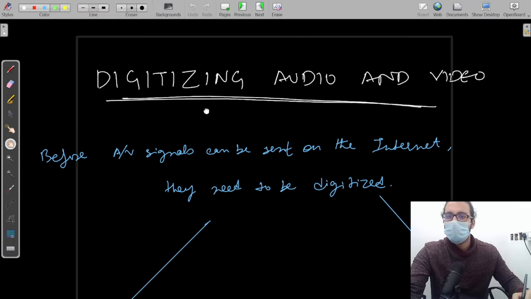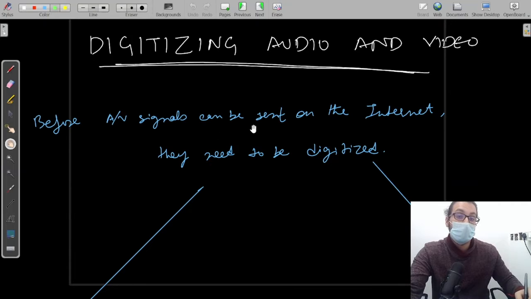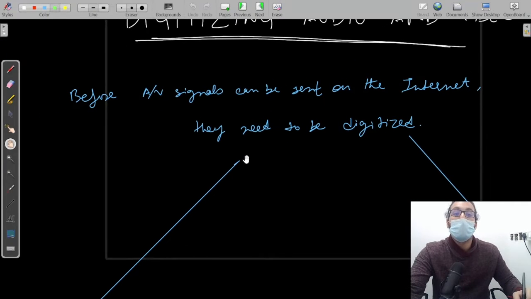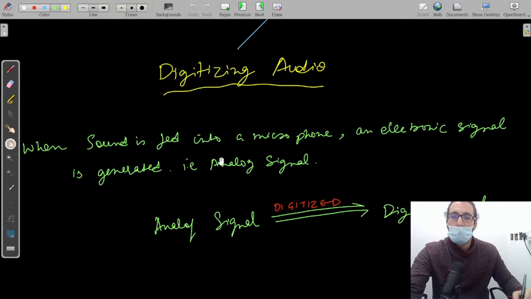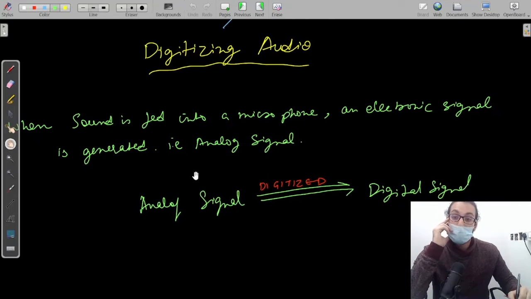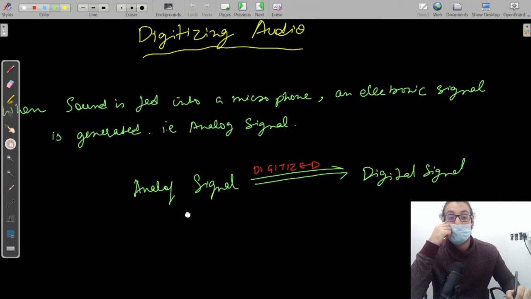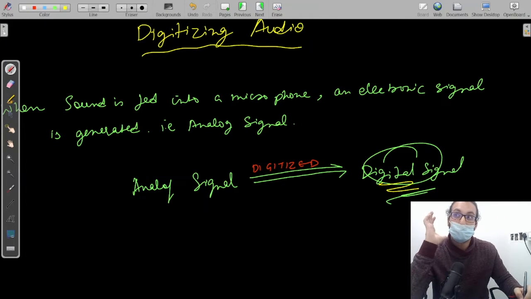But there is a problem. Before audio and video signals can be sent on the internet, they need to be digitized. But why? Let's answer that question. When sound is fed into a microphone, an electronic signal is generated, which is known as the analog signal. Then we have to digitize that analog signal into a digital signal. Only then can we send those audio clips to somebody else.